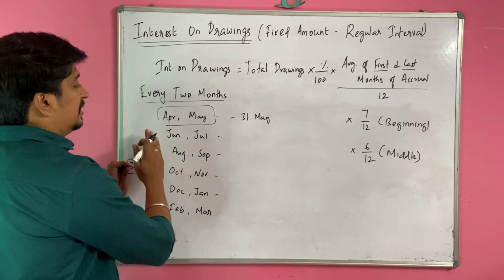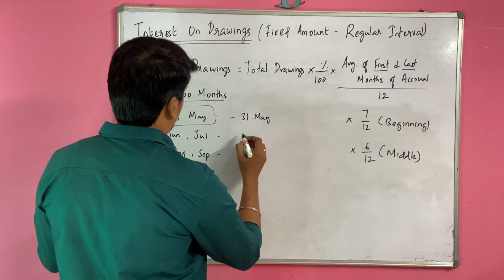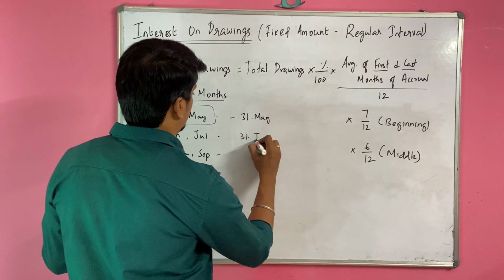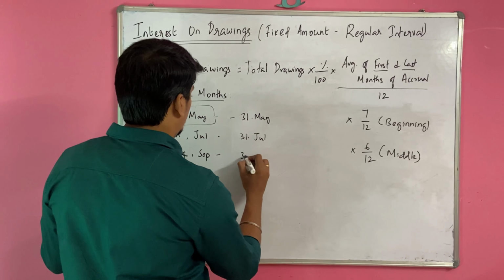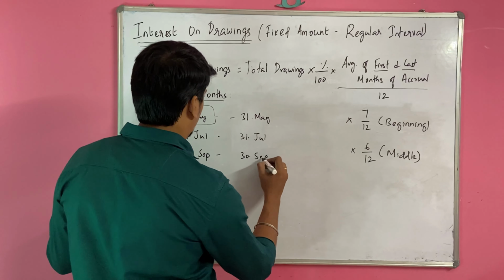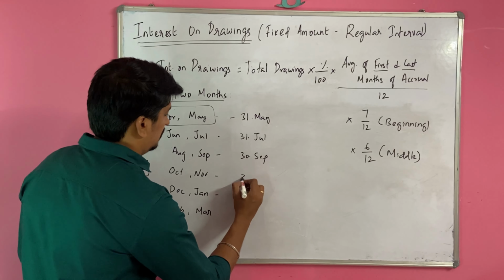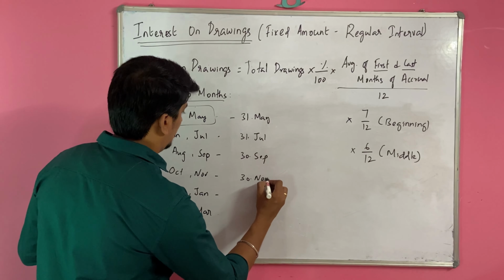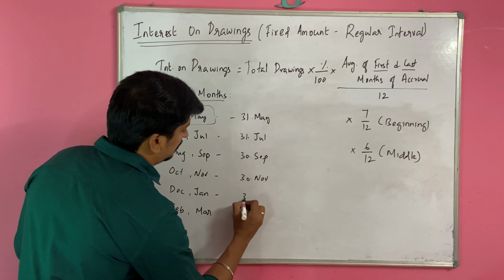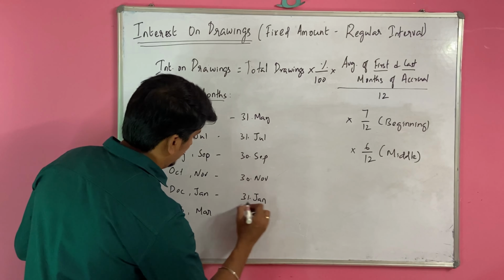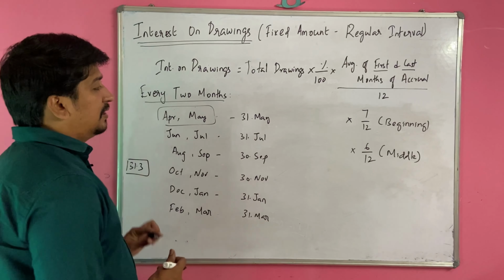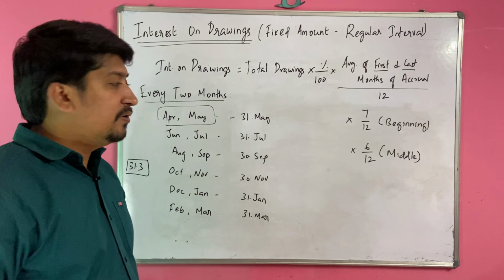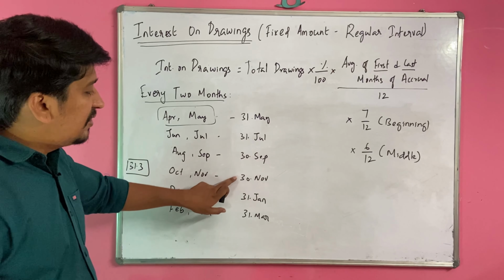So 2 months over. Now the end of the second 2 months is 31st July. The end of the third 2 months is 30th September. The end of these 2 months is 30th November, and this one 31st January, 31st March. So let's calculate months accrued for each of these drawings.